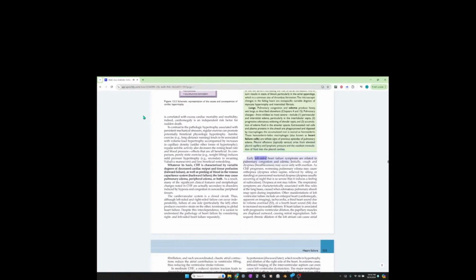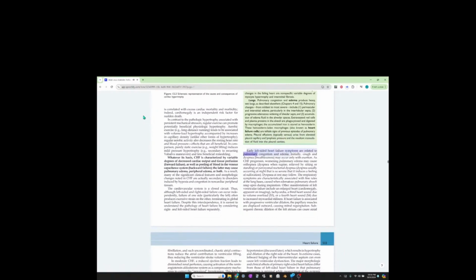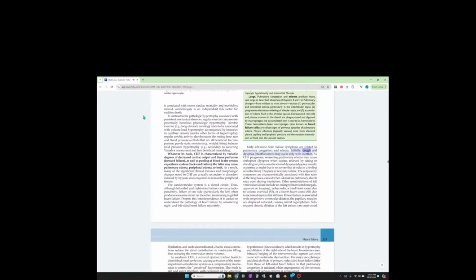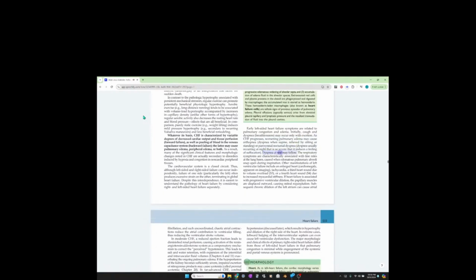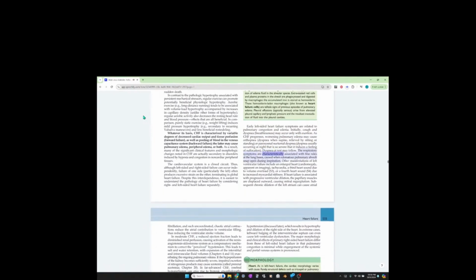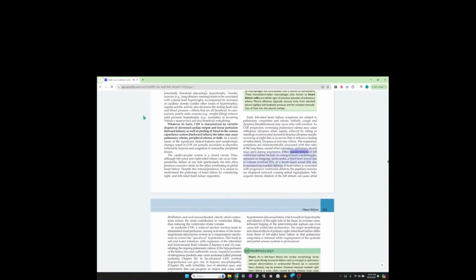Early left-sided heart failure symptoms are related to pulmonary congestion and edema. Initially, cough and dyspnea may occur only with exertion. As CHF progresses, worsening pulmonary edema may cause orthopnea or paroxysmal nocturnal dyspnea. Dyspnea at rest may follow. The respiratory symptoms are characteristically associated with fine rales at the lung bases, caused when edematous pulmonary alveoli snap open during inspiration. Other manifestations of left ventricular failure include an enlarged heart, tachycardia, a third heart sound due to volume overload, or a fourth heart sound due to increased myocardial stiffness.